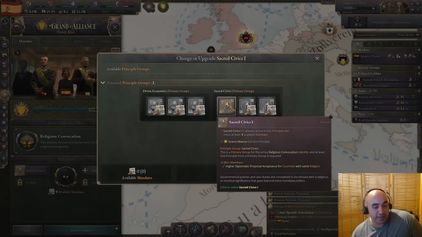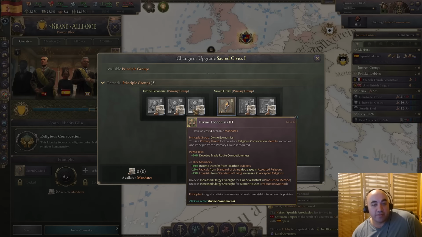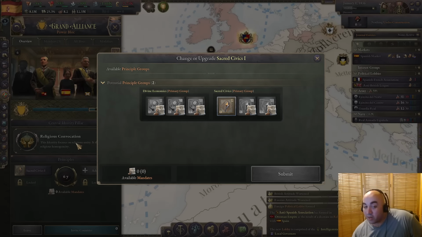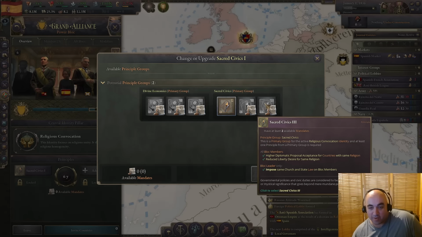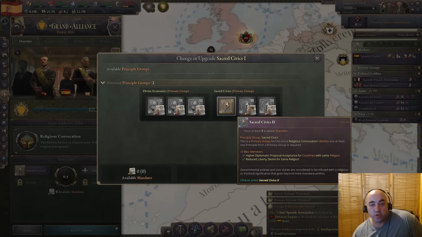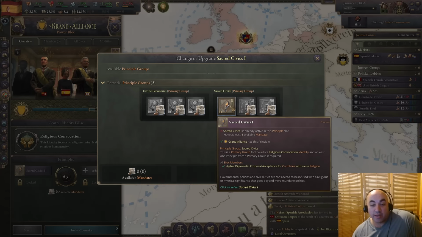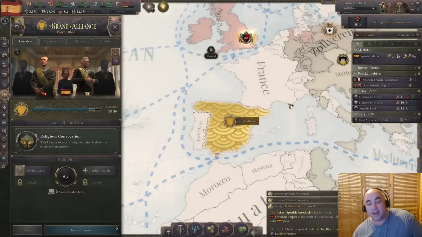I think almost certainly you go Sacred Civics in the early game, and then you transfer to Divine Economics late game, if you are playing a religious convocation, would be my guess on how this plays. Really being able to impose state church and law will also be quite nice, but being able to scoop everyone into your interest group that is of the same religion as you much quicker, because the ability to get extra Diplo approval will make it easier to pull people into your blocks in multiple ways. First by getting the agreements and then using those agreements to leverage to pull them into the block. So I do think that this is probably the early game, and then Divine Economics is late game.